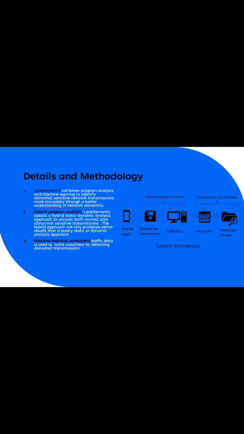In addition to its program analysis capabilities, Leak Semantic utilizes machine learning algorithms to further enhance its detection capabilities. By leveraging traffic data collected during the analysis process, Leak Semantic is able to build classifiers that can effectively differentiate between normal and abnormal sensitive transmissions. This machine learning component adds another layer of sophistication to Leak Semantic's detection capabilities, allowing it to adapt to evolving threats and provide more accurate results.